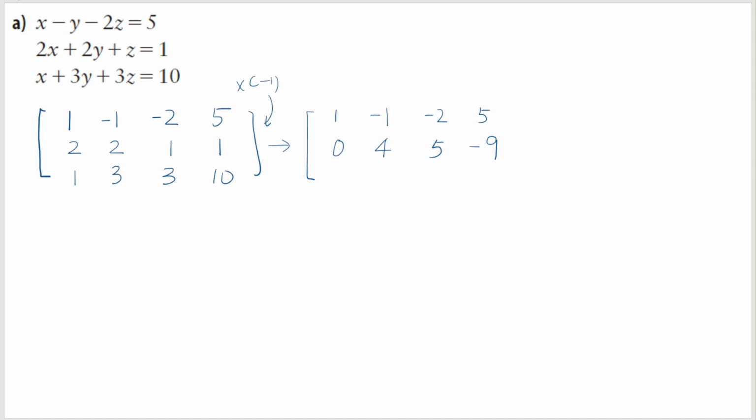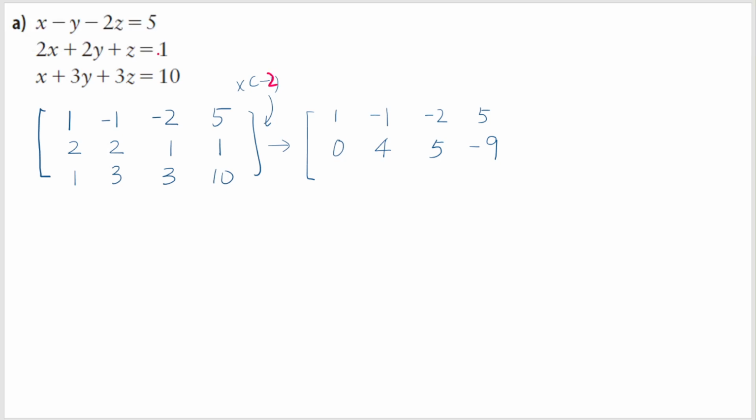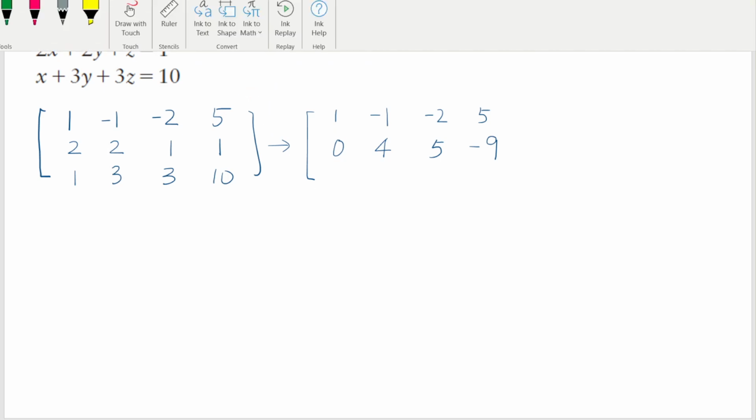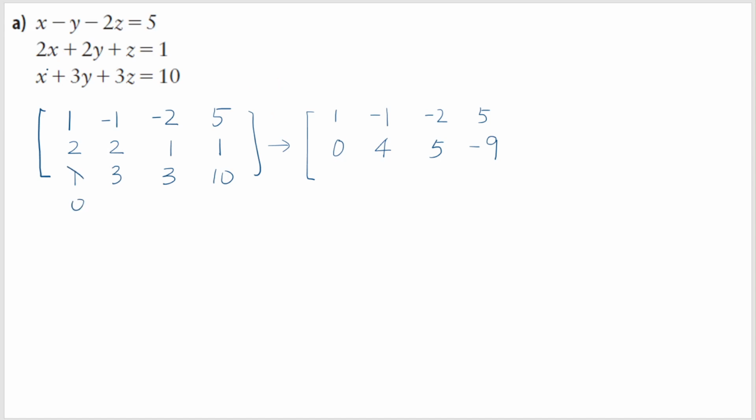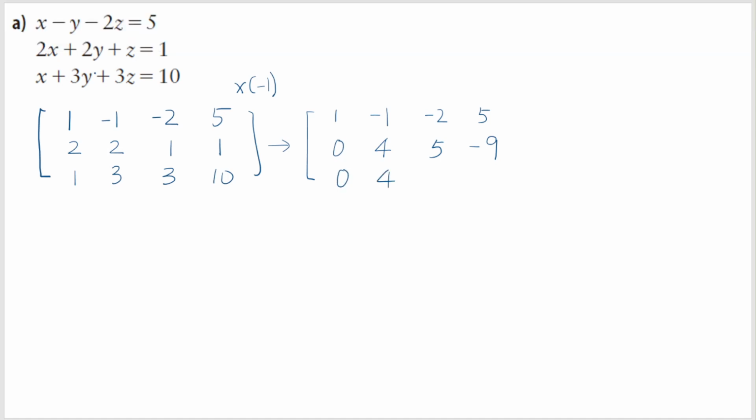And then using the first row times negative, oh sorry, I made a mistake here. This should be -2 added to the second row. Then the second row becomes 0, 4, 5, -9, right? And then in order for this number to be 0, we need to use the first row times -1 added to the third row, right? And this will give us the third row becomes 0, 4, 5, 5, right?